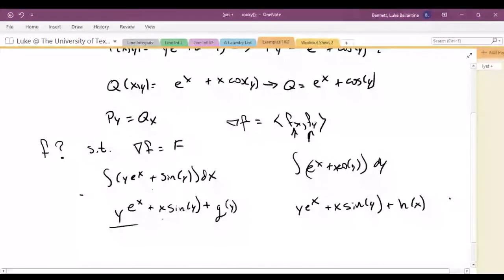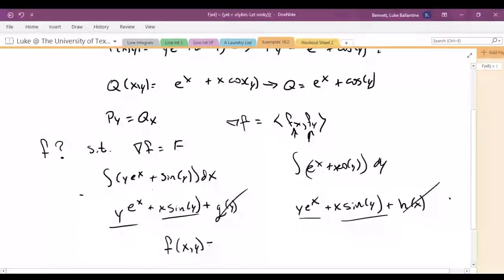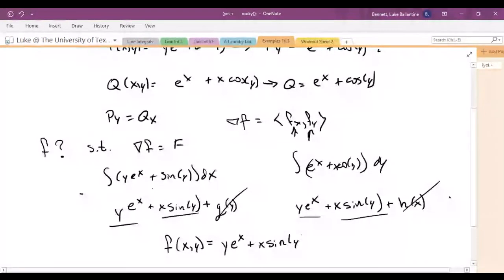Notice that every term matches. So our g of y and h of x just be an arbitrary constant, a scalar constant, not a function. So then we get f of x, y is equal to y e to the x plus x sine y.